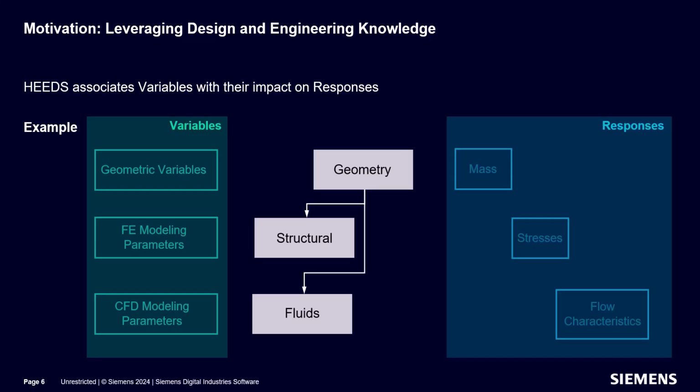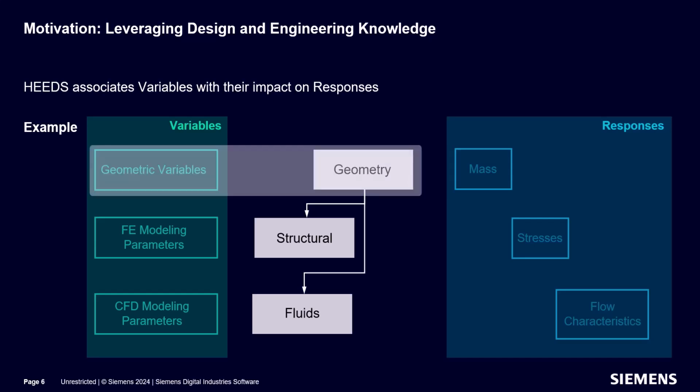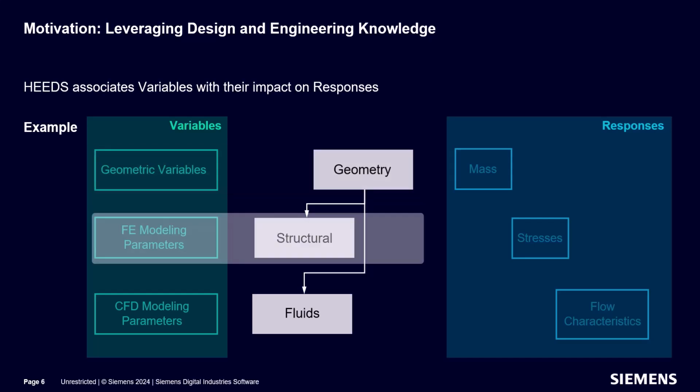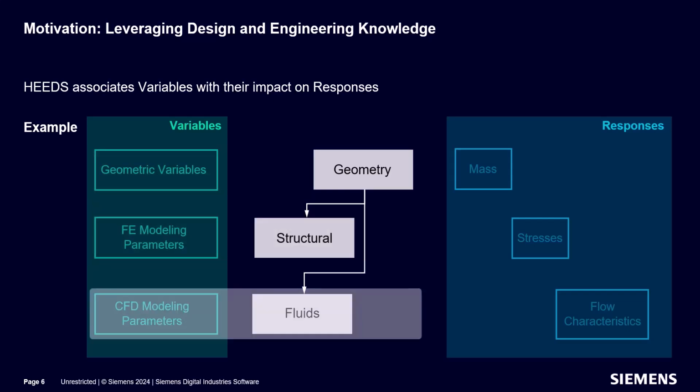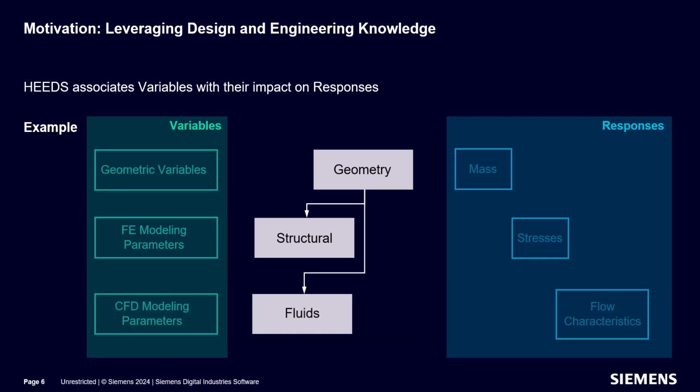So for example, the CAD tool takes in geometric variables, while the FE tool takes in modeling variables specific to the FE analysis, while also being dependent on the upstream CAD design. Similarly, the CFD tool has modeling variables specific to it, as well as being dependent on the upstream CAD design. As a result of the process in the various solutions, we are interested in extracting the mass, stresses, and flow characteristics from the geometry, structural analysis, and fluids analysis respectively.